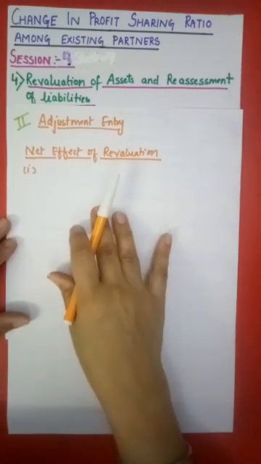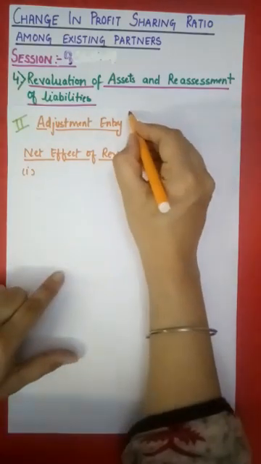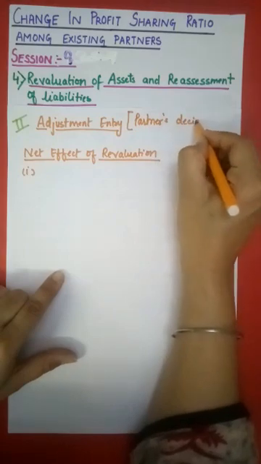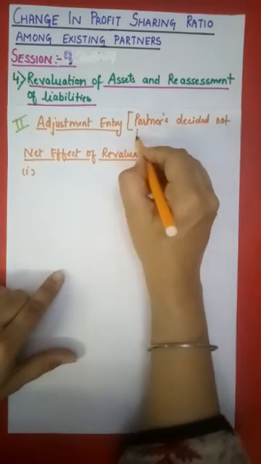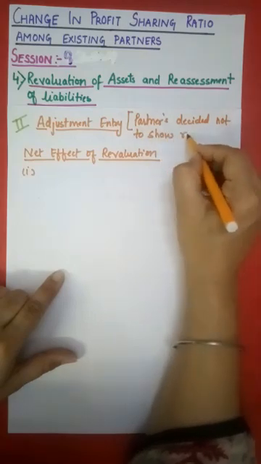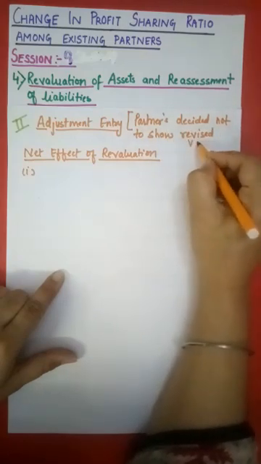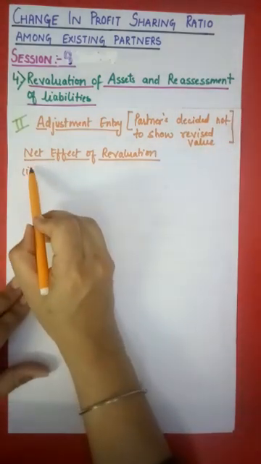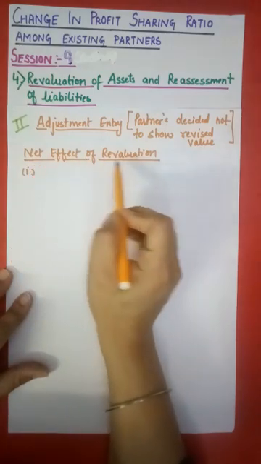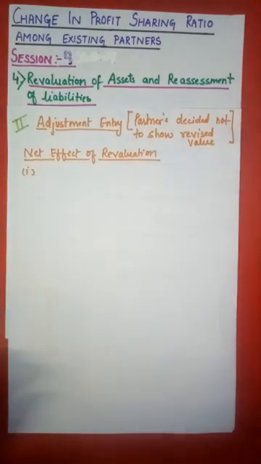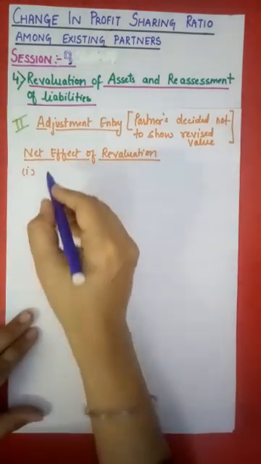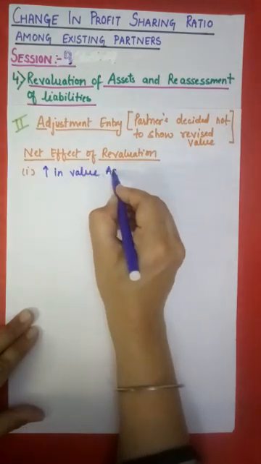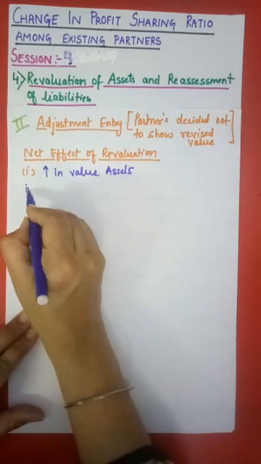Now let's understand what is to be done if the partners decide not to show the revised or the changed value of assets and liabilities in the balance sheet. In that case, the first step will be to calculate the net effect of revaluation. To calculate the net effect of the revaluation, if there is any increase in the value of an asset, it will be added.